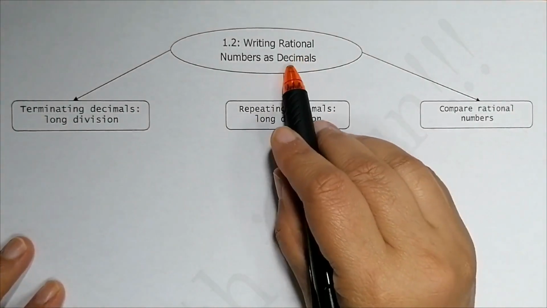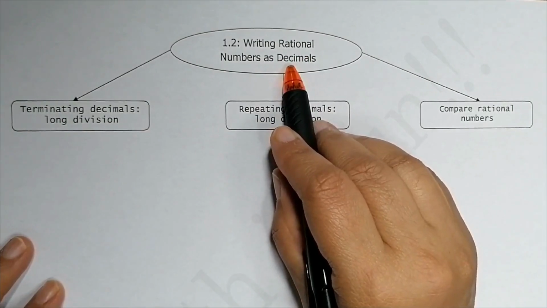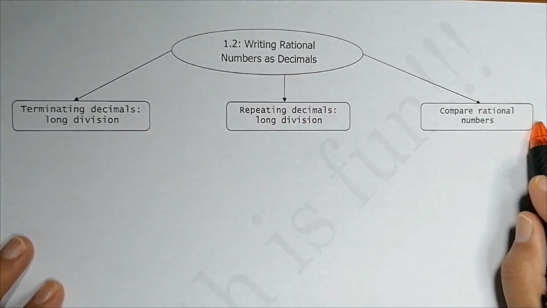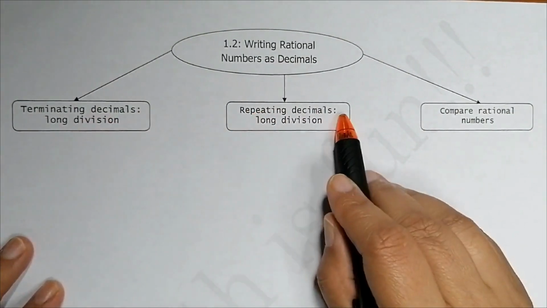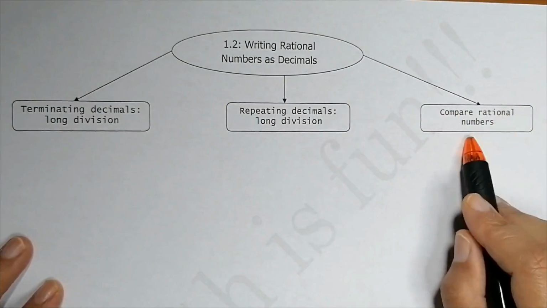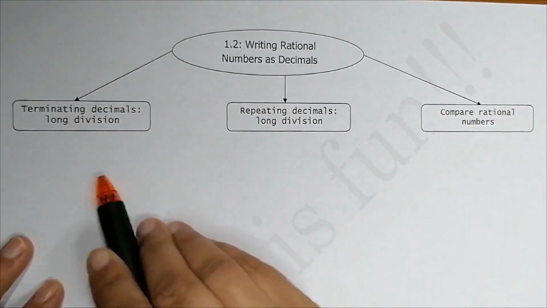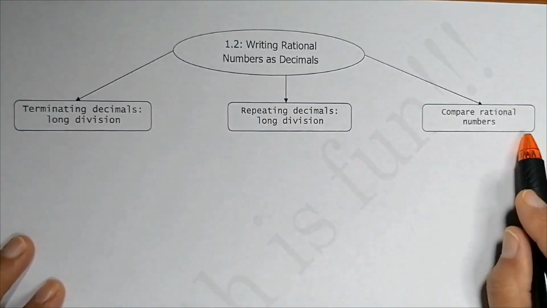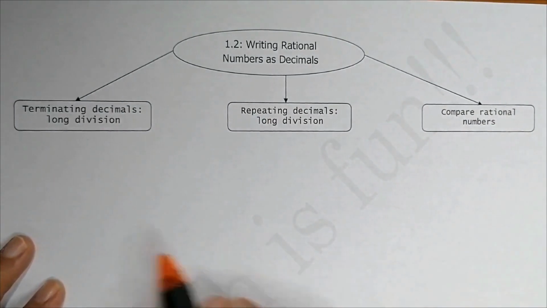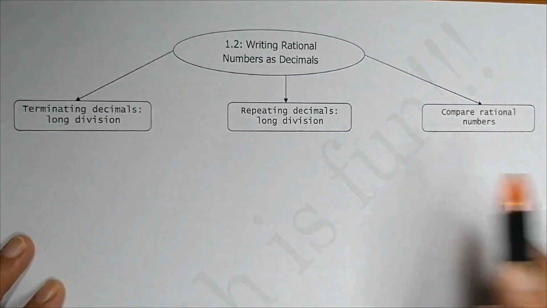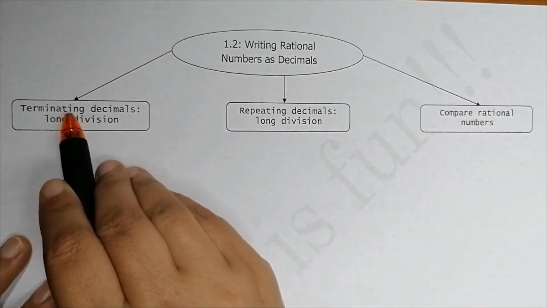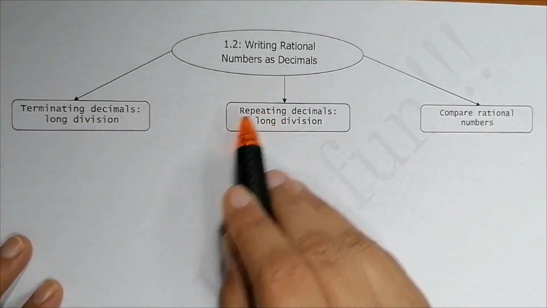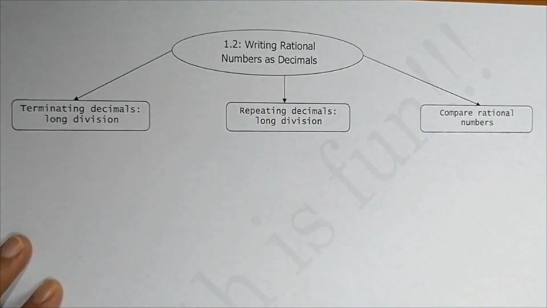1.2, Writing rational numbers as decimals. It has three sections as you can see: terminating decimals, long division, repeating decimals, long division, compare rational numbers. Okay, very simple, easy chapter to do. There's only one thing that you need to know and you're sorted with the chapter. So these two things, as you can see, it's a long division, long division. Okay, the only difference is terminating and repeating. It's a pretty simple, straightforward chapter. Only thing you need to know is a division.